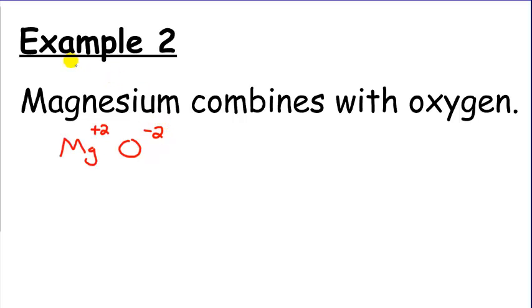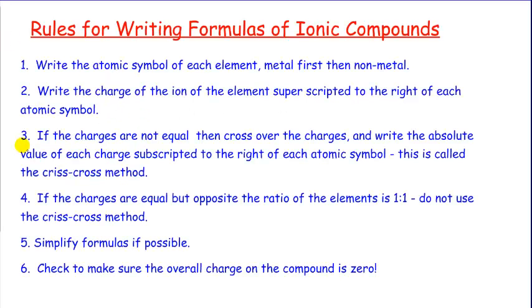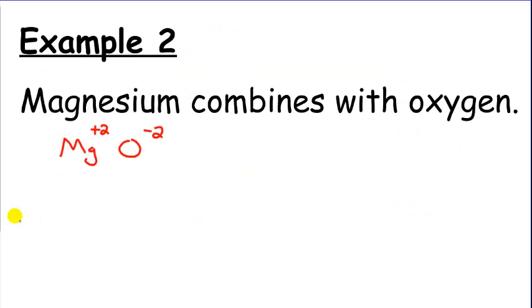Now this is a case where this rule applies. If the charges are equal but opposite, the ratio of elements is 1:1. Do not use the crisscross method. Now what exactly does that mean? Well, it just means this. These 2 charges cancel each other out. +2, -2, that equals 0. So the actual formula in this case is just MgO, a 1:1 ratio of the one element to the other.